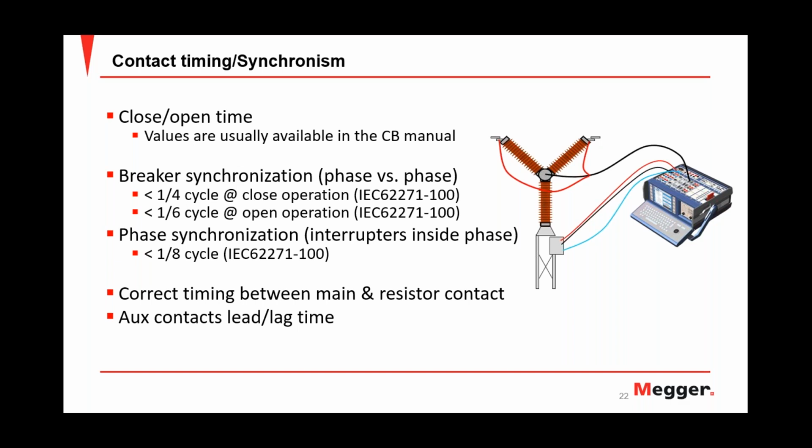It gets complicated when we have main and resistor contacts, hence it is challenging for the analyzers to be able to detect when each individual main or resistor contact will close. And of course, we need to monitor the auxiliary contacts, which are leading or lagging the main contacts, if used by protection and interlock systems.